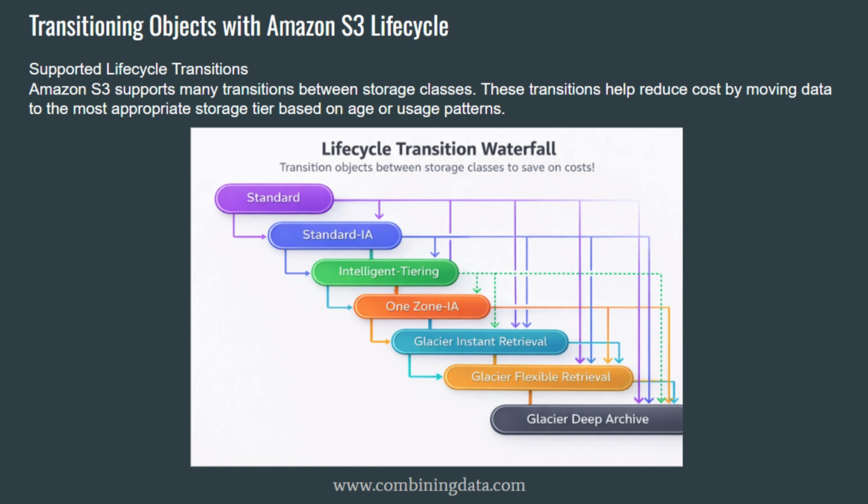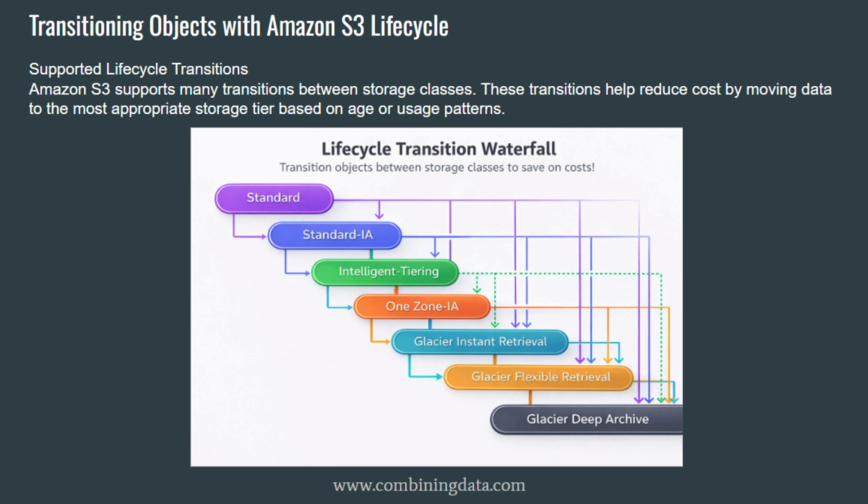Once data reaches Deep Archive, it represents the lowest-cost, longest-term storage option, and cannot transition back to higher tiers automatically. For the CLF-C02 exam, remember these core takeaways. Lifecycle transitions are automatic, they reduce storage costs, and they move objects to cheaper storage classes as they age. If a question mentions aging data, cost optimization, archival storage, or automatic movement between S3 storage classes, lifecycle transition policies are almost always the correct concept.